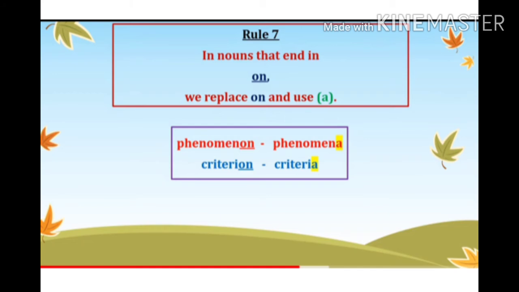Next one is criterion. So here again it is ending with on. Cut on and write a. So the word will become criteria. So this is how we will change words ending with on to plural form by just cutting on and replacing them with a.